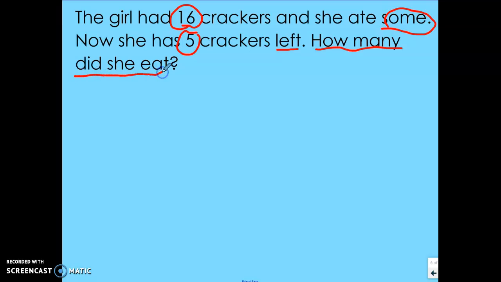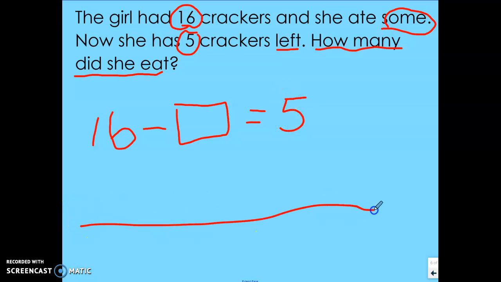Now, when I think about eating, I know that it's taking something away. And the word left also makes me know that this is going to be some sort of subtraction. Okay, so she had 16. So I'm going to make that my first number. She ate some. So she took away some. Now she has 5 left. So that's going to equal 5. 16 minus something equals 5.